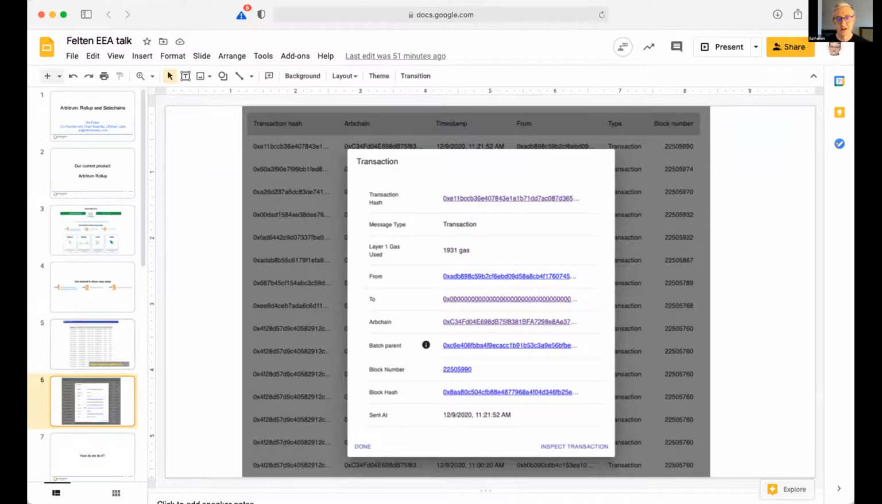And the thing to note is in the middle, layer 1 gas used 1931 gas for this particular transaction, which I didn't cherry pick. This is just the transaction that happened to be at the top of the Explorer when I happened to take the screenshot. So it's all there. You can really see what's going on and try it out. So we're really excited about that. And we've learned a huge amount. And it's really helped us get a lot closer to being ready to launch.